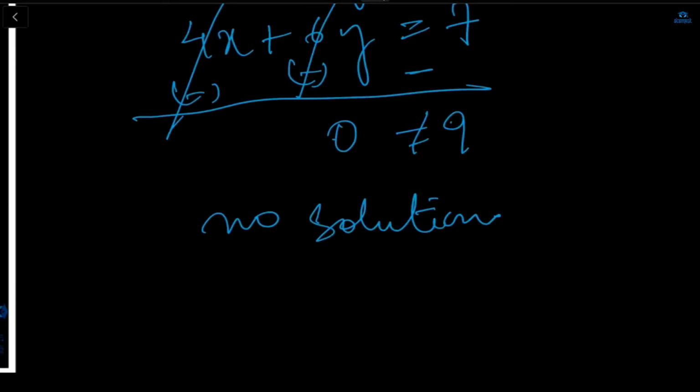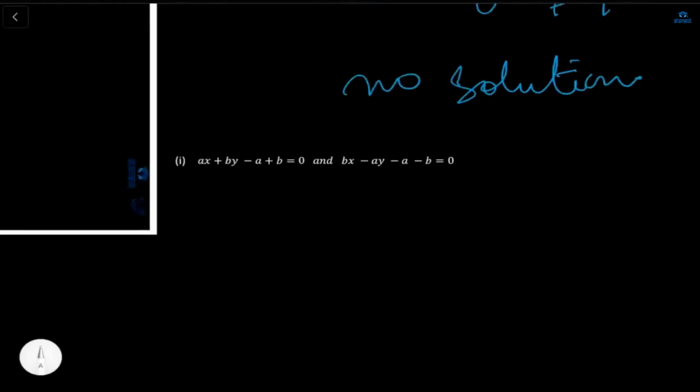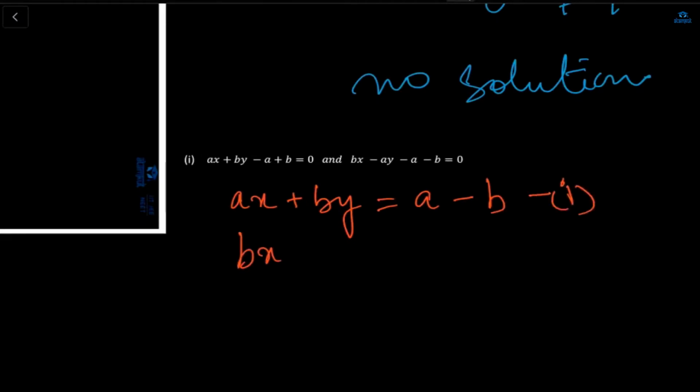Now let's see another one also here only. Here the equation is ax plus by is equal to a minus b, equation 1, and the other equation is bx minus ay is equal to a plus b, second equation. Understood? Now, if you need to cancel one of the variables, you can see the y is with plus and minus.